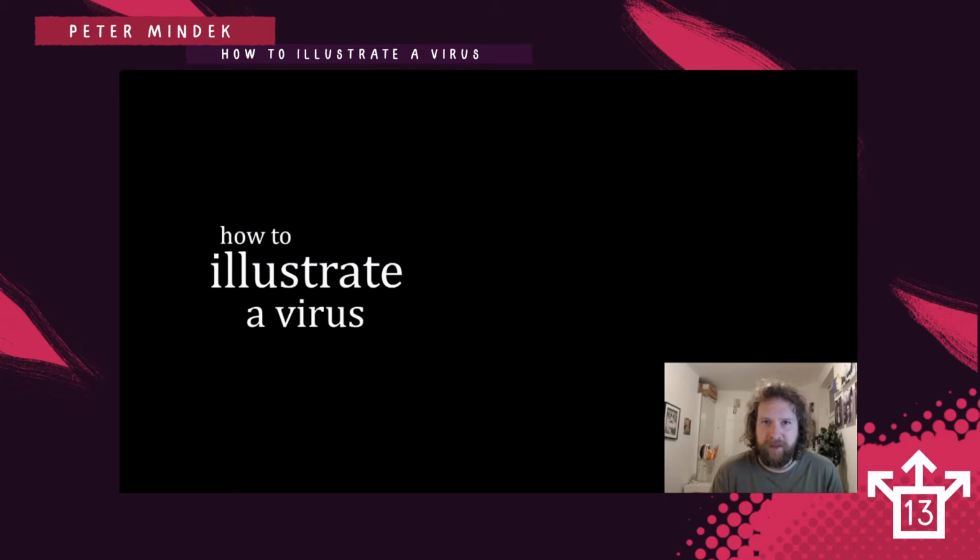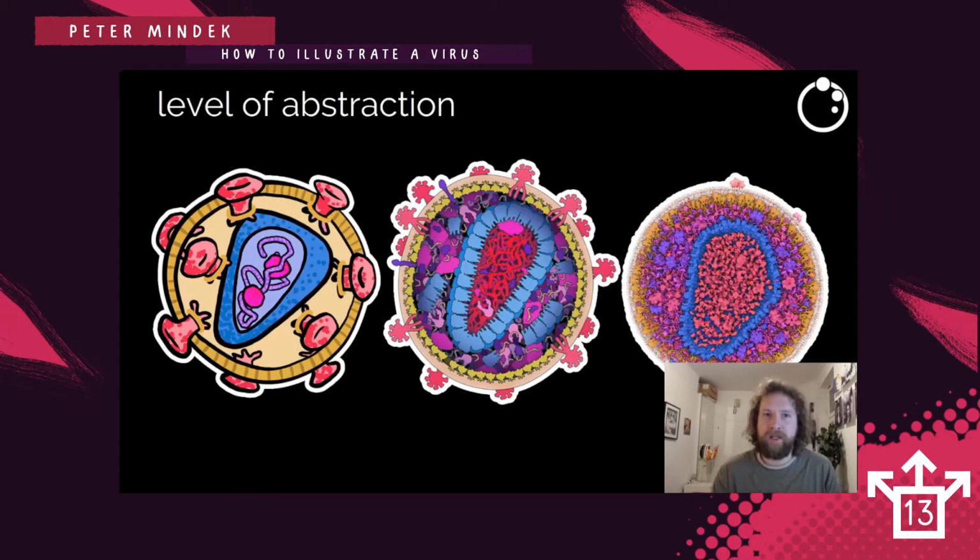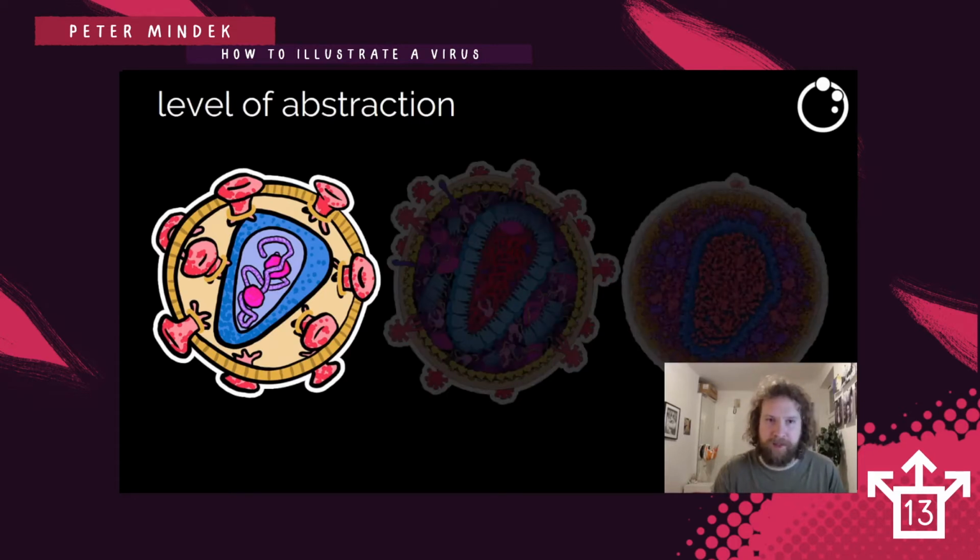So what are the things that we have to consider when we are creating illustrations of viruses? First thing is the level of abstraction. Since these are illustrations, we are the ones who are choosing how many details we put in. And for the given purpose, we shouldn't try to put in more details than are necessary. Let's consider this illustration of an HIV virus.